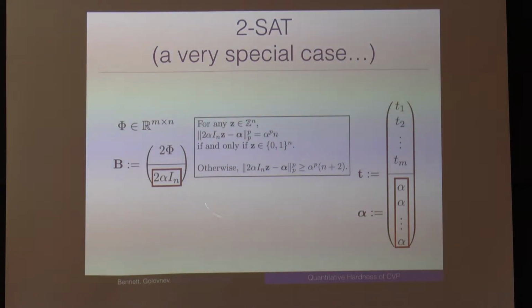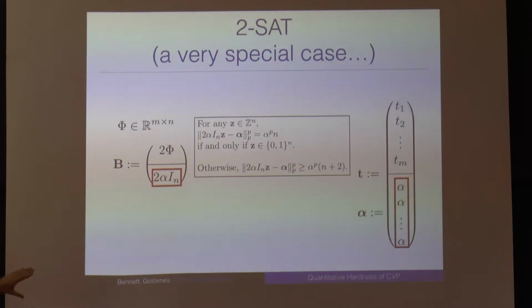If on the other hand, one of the coordinates is not 0 or 1, then we'll get a larger contribution. It works out to be exactly this, but the point is we get some larger contribution. So we're going to take alpha to be gigantic, and then for our purposes, we won't care about any lattice vectors with coordinates other than {0,1}^n.